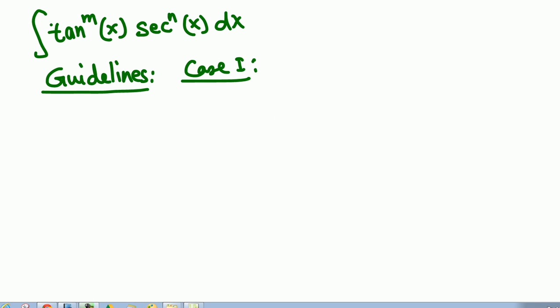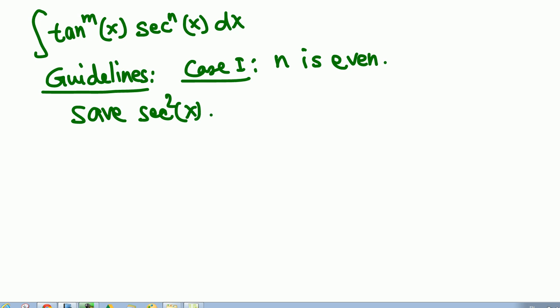To evaluate the integral of a product of secant and tangent, let me write down guidelines. There are two cases. Case 1, when n is even, like 2, 4, 6, 8, then save secant square. You need to save secant square and change the remaining secant to the even power, because this is even.